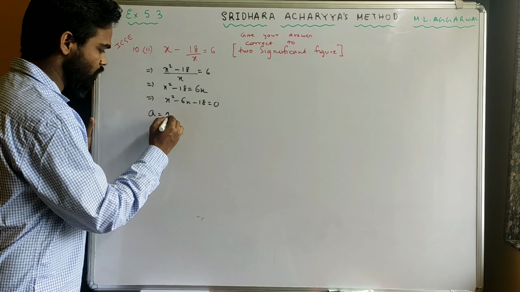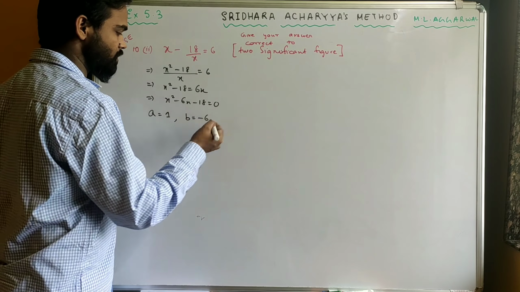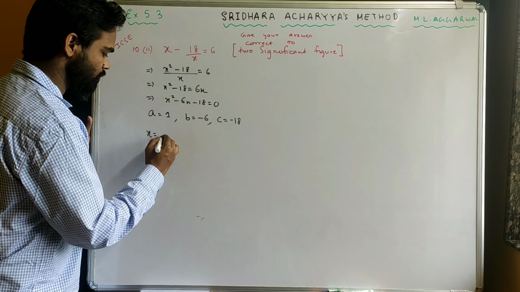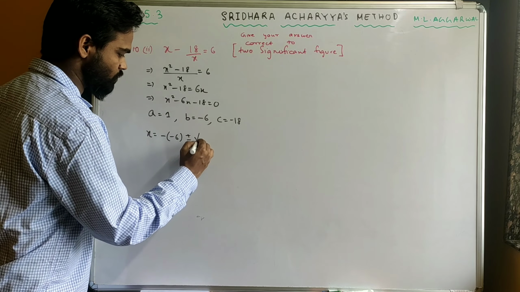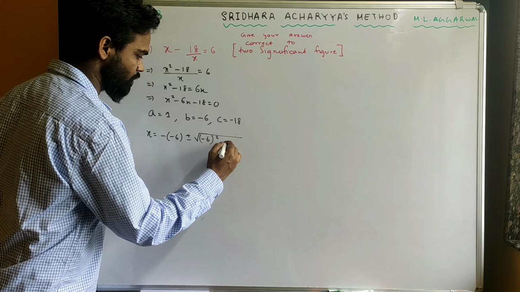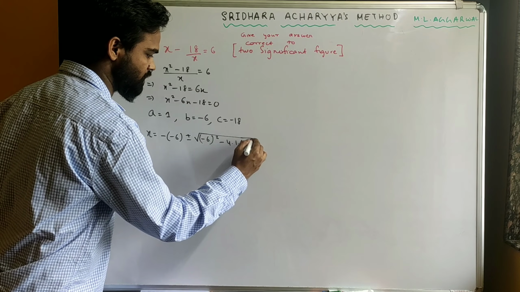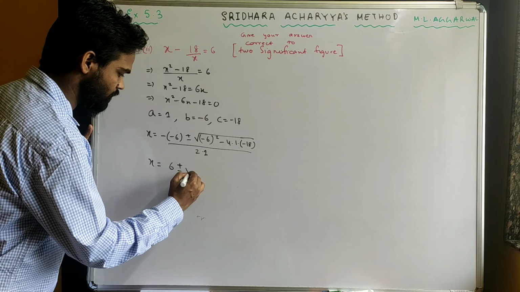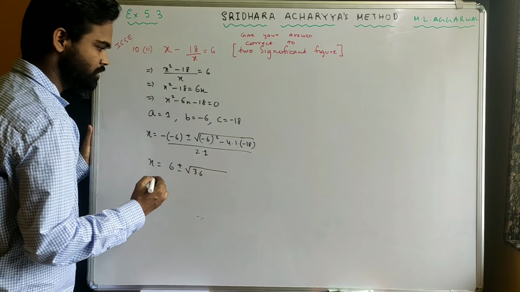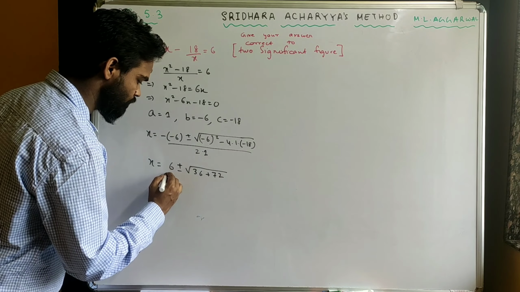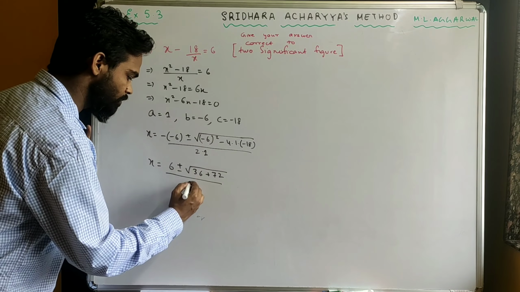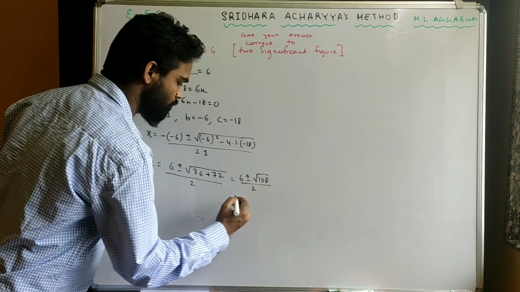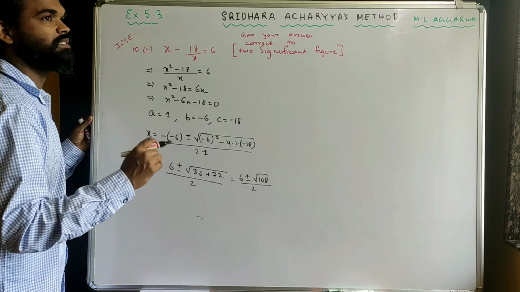Over here your a is 1, b is minus 6, and your c is minus 18. Now simply we'll use the formula x equals minus b plus minus root over b square minus 4ac by twice of a. So your x will be 6 plus minus root over 36 plus 72. Okay, 18 4s are 72, by 2, which is equal to 6 plus minus root 108 by 2.